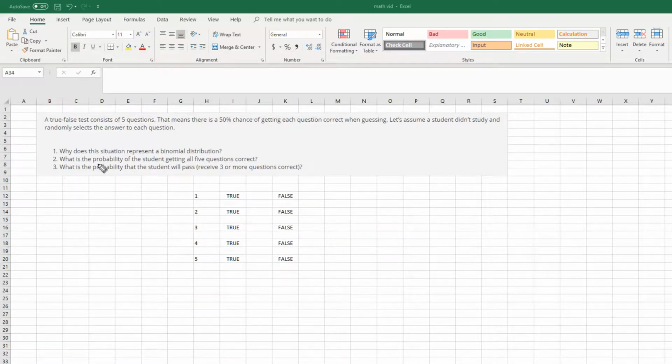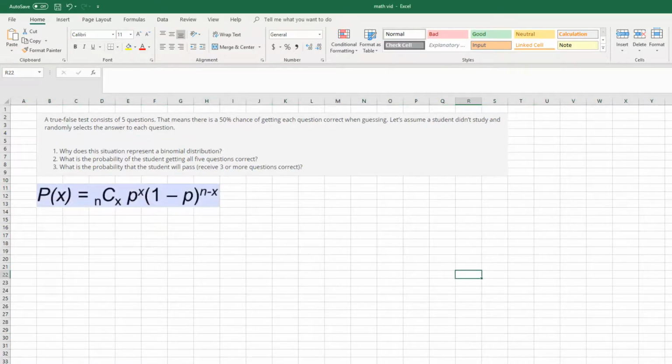So on to the second part of this question. What is the probability of a student getting 5 questions correct? And for this, we need an equation. The equation we use for this can be broken up into 3 pieces: the combination and the 2 pieces of probability. So to solve this equation, we need 3 pieces. We need n, x, and p. C is just a placeholder for combination.